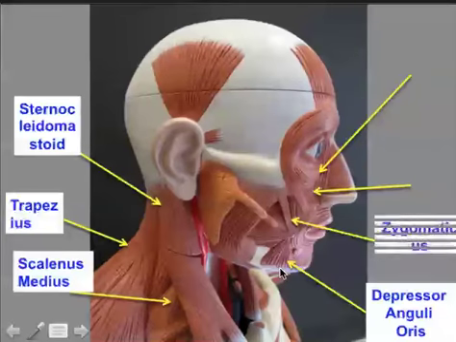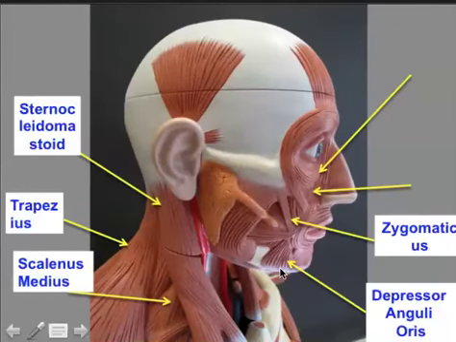This is the zygomaticus. Now there are two zygomaticus muscles, the zygomaticus major and the zygomaticus minor. Not every individual has both. The major is longer than the minor, and the minor tends to be superior to the major in individuals that have both. It's called the zygomaticus because it attaches to the zygomatic bone, which is your cheekbone.